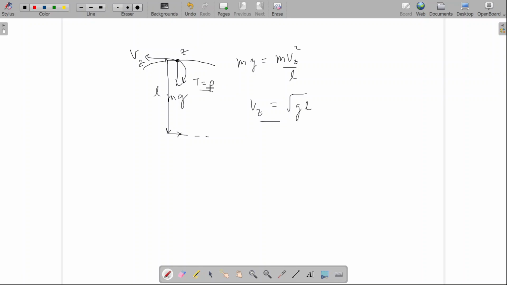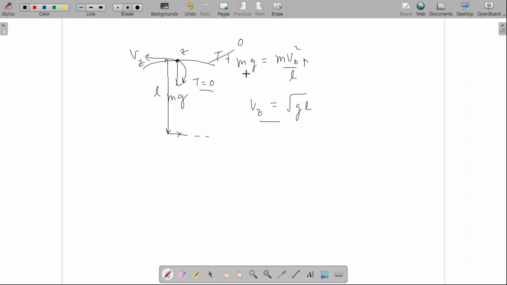What we want is the most critical case for the particle to go through the complete circle. So if some tension is there, it would again add in this equation and it would increase the value of vz, which we don't want. We want the minimum possible value of vz. So we eliminated tension altogether in our equations, and only the gravitational force acts as the centripetal force at the highest point. And this is the motion in the vertical circle in summary.